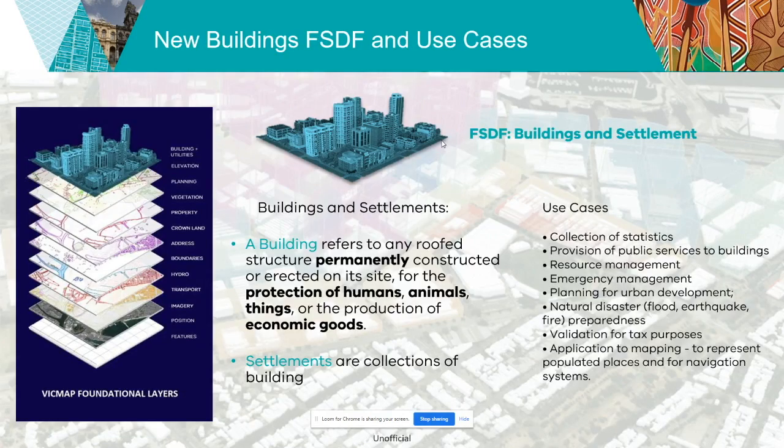The definition of a building, as defined by the UN GGIM, refers to any roofed structure permanently constructed or erected on site for the protection of humans, animals, things, or the production of economic goods. And settlements relates to a collection of these buildings.